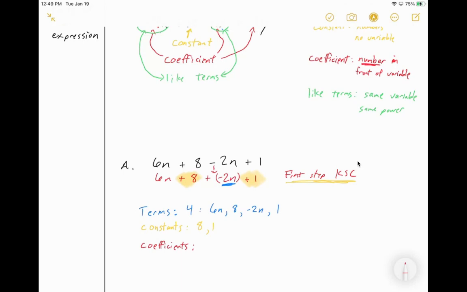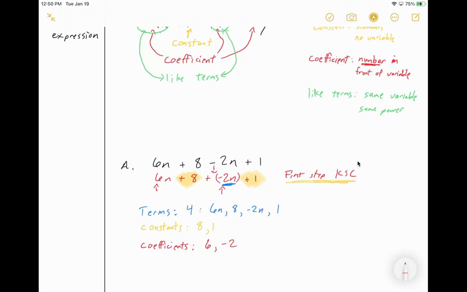Okay, good. The coefficients are right here, guys. Look, check it out. Here's the n, so it's going to be 6 and -2. Again, that was why it was really important to put the keep switch change. Some people are putting 2 in the chat. Again, it's a -2. Okay, -2.